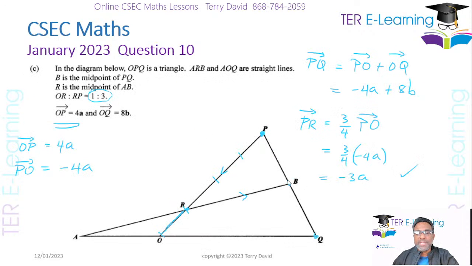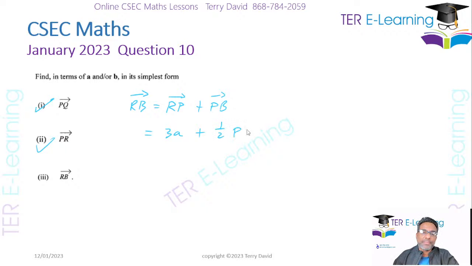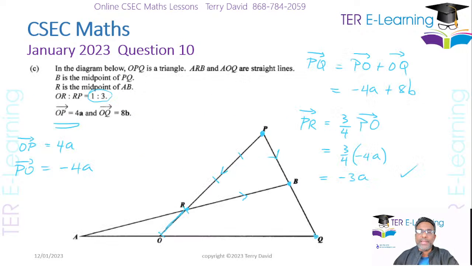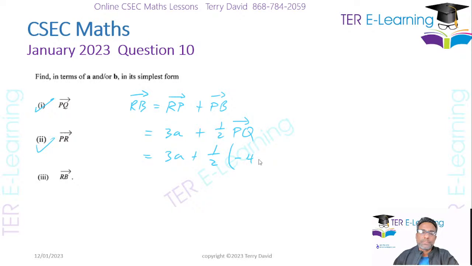Now PB is this vector here. Remember, this point B is the midpoint of PQ, so PB is actually a half PQ. So this is going to be 3A plus a half of PQ. And we worked out PQ in the first part. We got minus 4A plus 8B. So this is going to be 3A minus 2A plus 4B. When I simplify this, 3A minus 2A is A, so I get A plus 4B. So that's my vector RB.